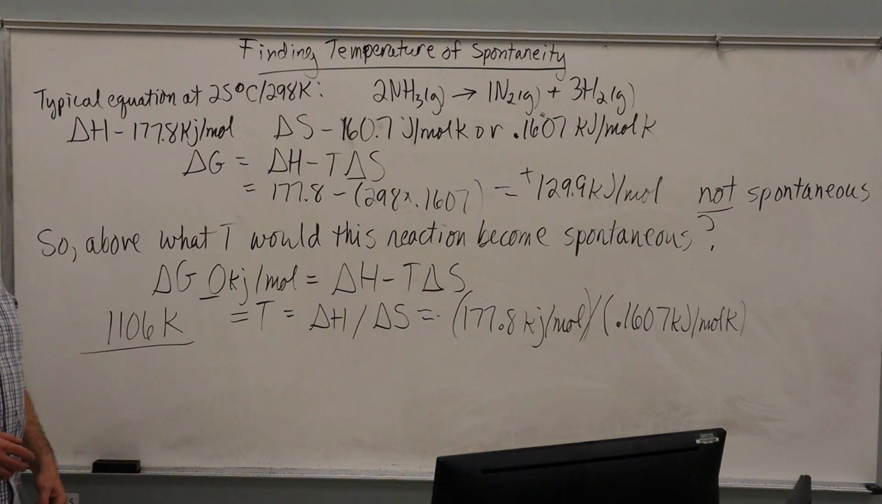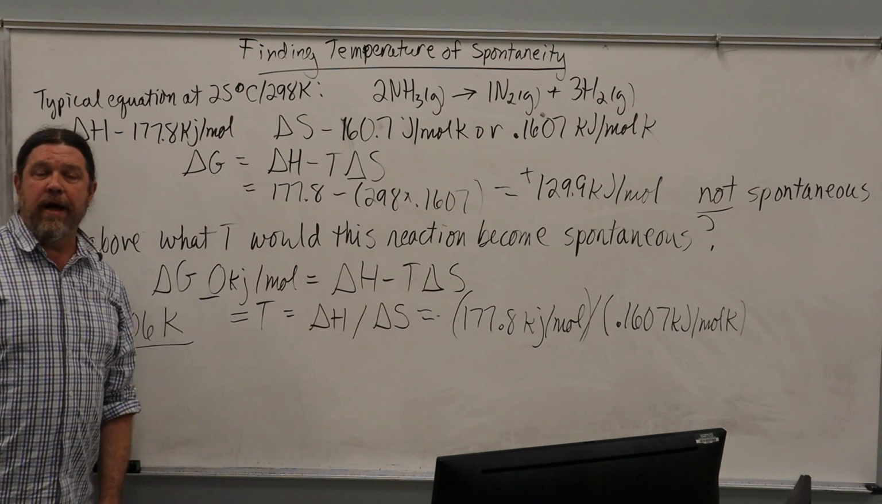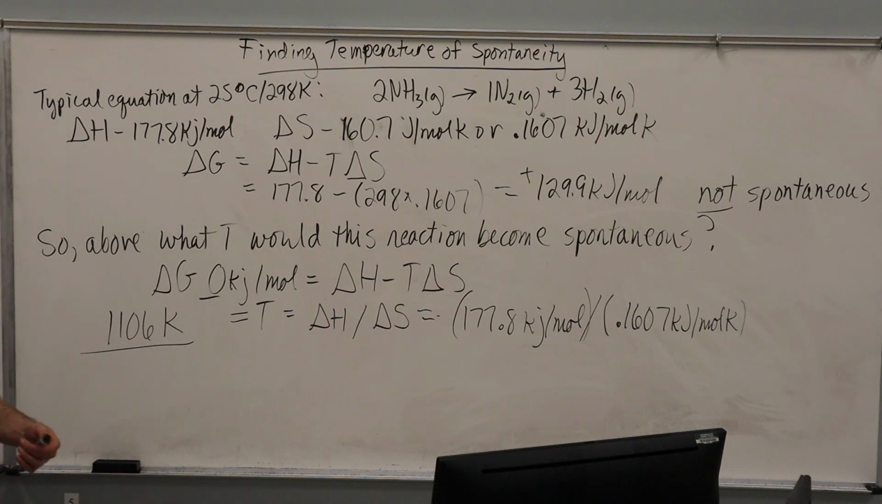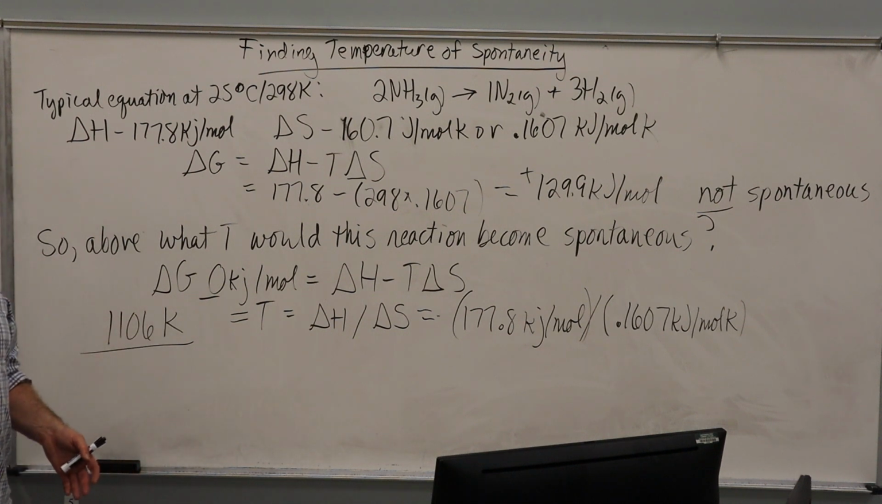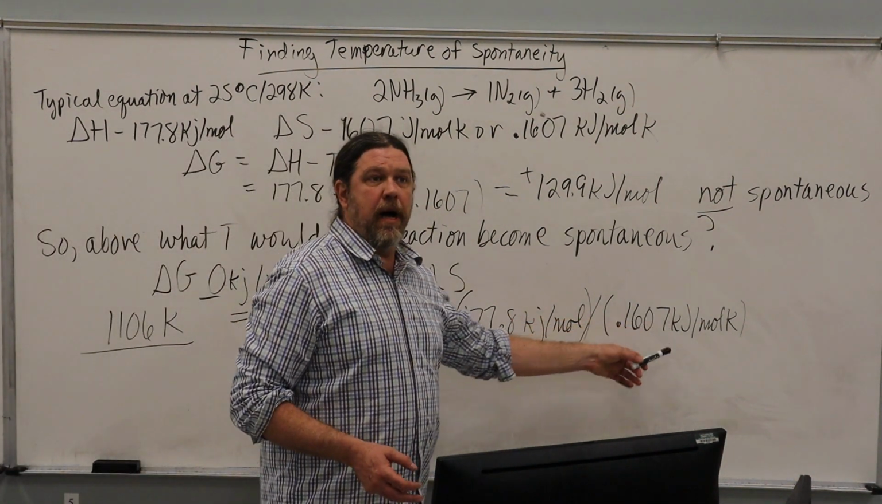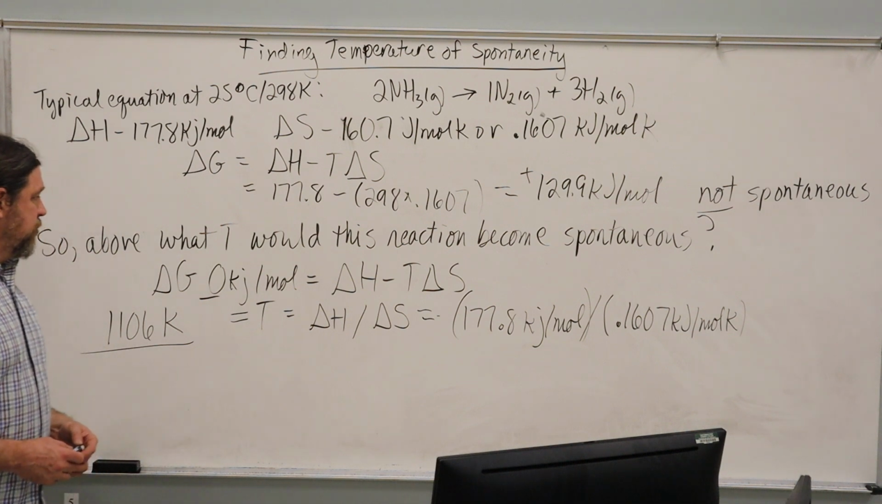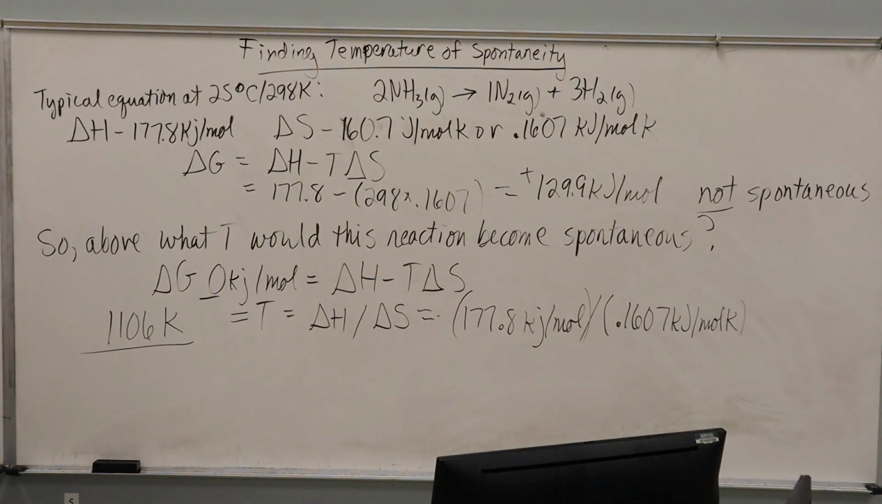This is where we just simply set delta Gibbs to 0 to solve algebraically for temperature as an unknown. Okay, so this is basically the classic algebra 1, set one side to 0 thing. And so that's what we do here. We just simply take the change in enthalpy divided by the entropy, and we find 1,106 degrees Kelvin is the threshold point.